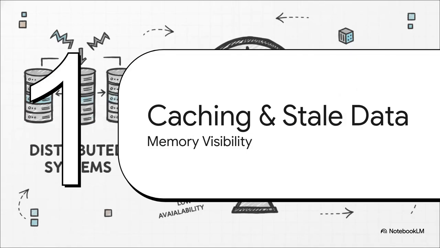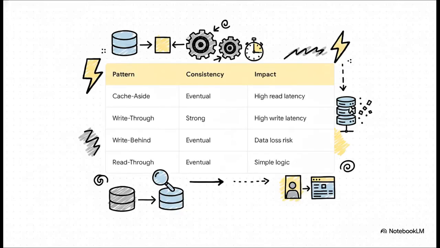Part 3. Caching and stale data. Managing memory visibility. When we try to use caching patterns to mask all this latency, we run into some strict architectural trade-offs.